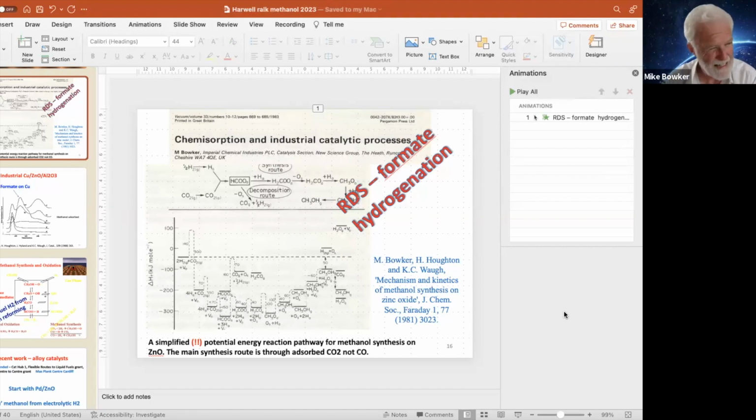Industrially, I believe the equilibrium conversions are somewhere around 15%. They're recycle plants. So, of course, the drop in pressure is not absolutely massive in these systems.